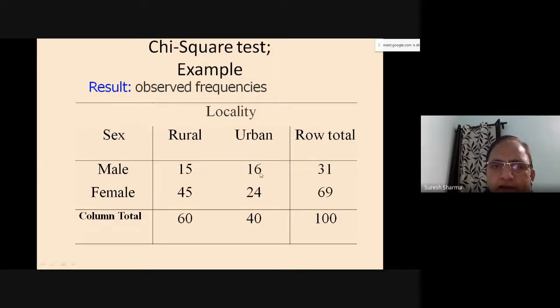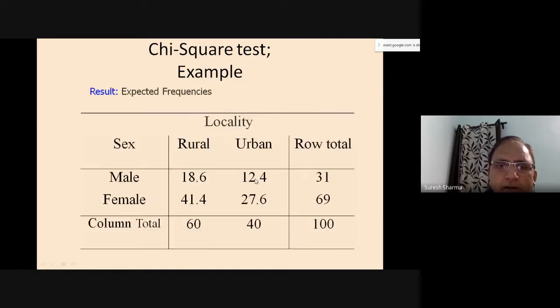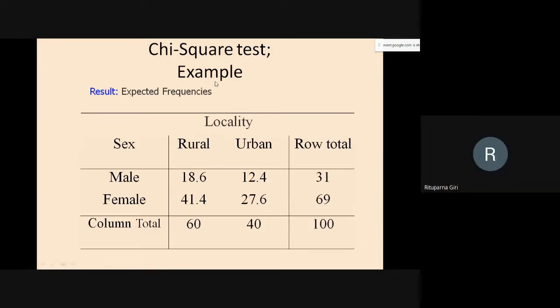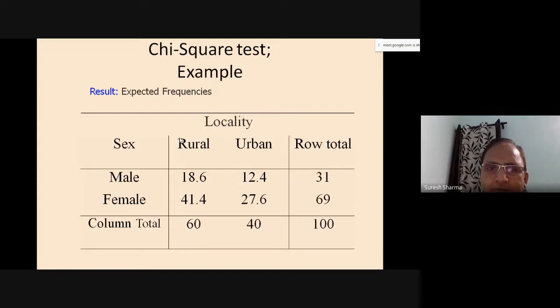Similarly, how will you get expected for 16? Look at the row total 31, look at the column total 40. So 40 into 31 divided by 100. You will get expected for this. And same way you can do it here: 60 into 69 divided by 100 and 40 into 69 divided by 100. So you will have 4 observed and 4 expected. If you do that, this is what you get: 18.6, 12.4, 14.4. And if you add, they will be 60, 40, 31 and this. These are expected frequencies. Is that clear? Now you have expected frequencies.